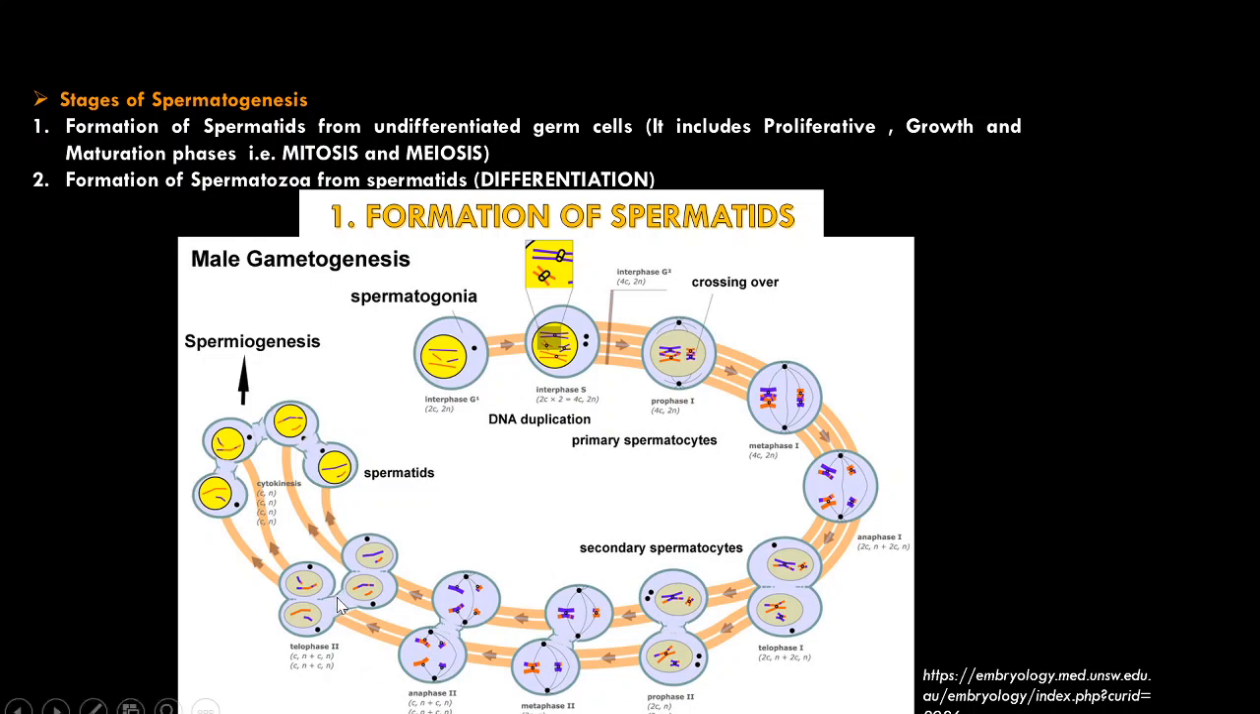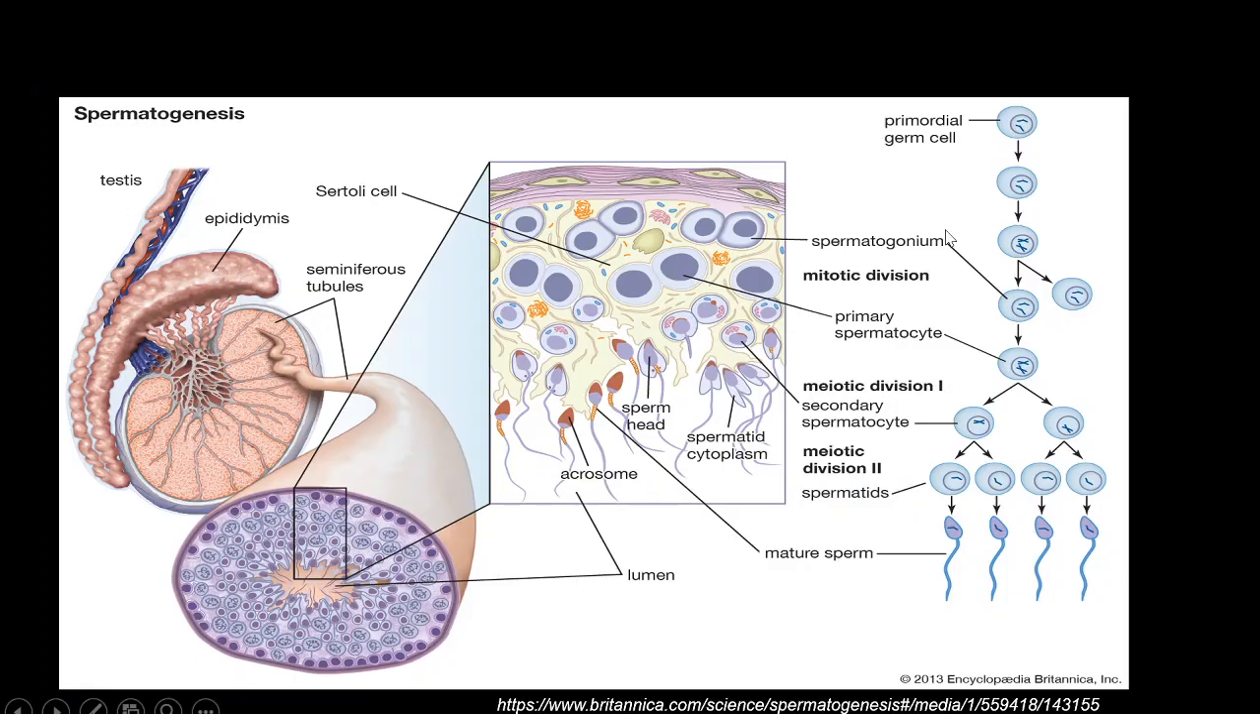So this represents the first stage, that is the proliferative phase, the growth phase and the maturation phase. This is a combined diagram which shows where this spermatogenesis is happening in the seminiferous tubules of the testes. These are the successive stages that are taking place.